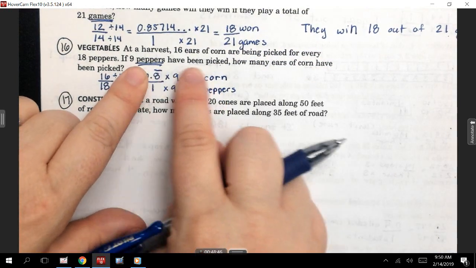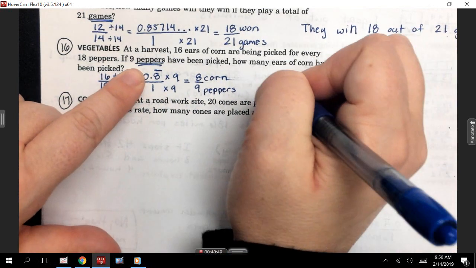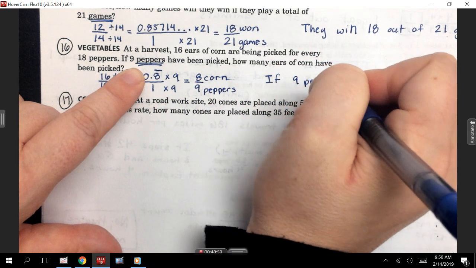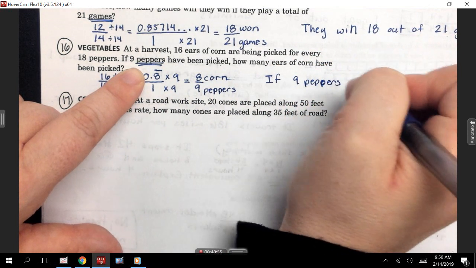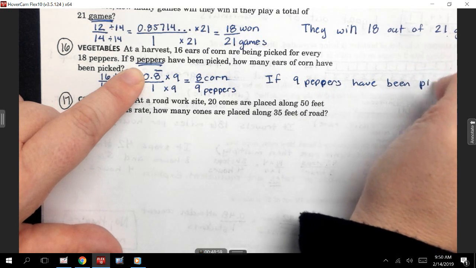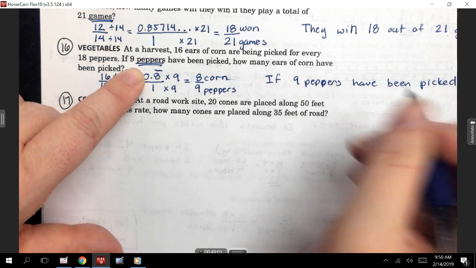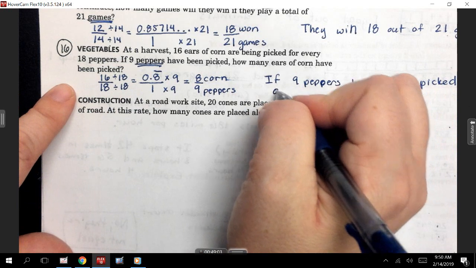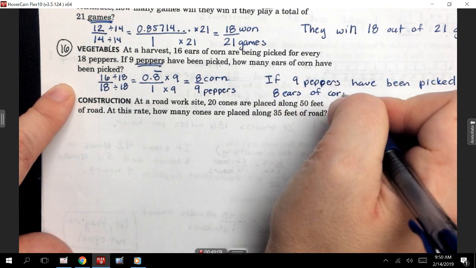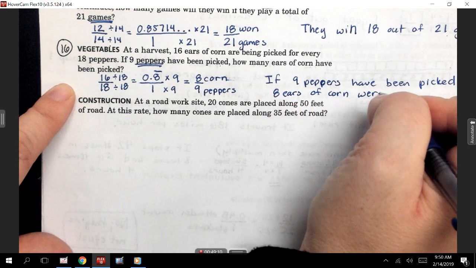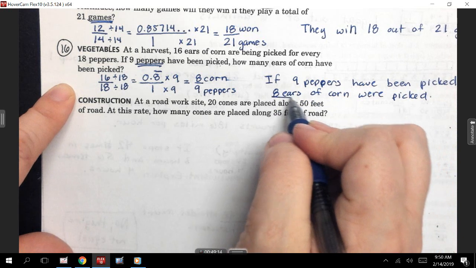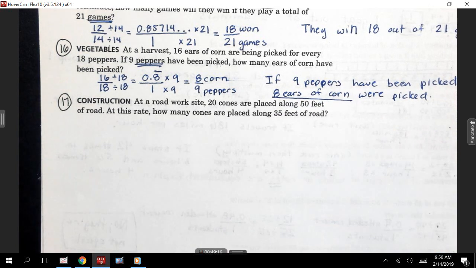Answering my question, if 9 peppers have been picked, how many ears of corn? So I'm going to say if 9 peppers have been picked, comma, 8 ears of corn were picked. You can see there's that answer, my 8 ears of corn.